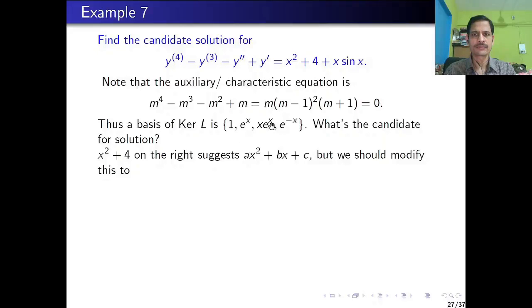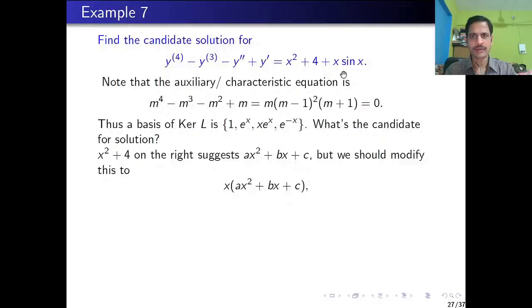So here, this is a polynomial, that means it corresponds to the root 0 of the characteristic equation, because we can write this as x square plus 4 times e raised to 0x, and 0 occurs as a root of the characteristic equation with multiplicity 1. So we have to multiply this with x raised to mu 0, which is x raised to 1. So we modify this and write it as x times bracket ax square plus bx plus c. This is the candidate for particular solution, which is suggested by this part, x square plus 4.